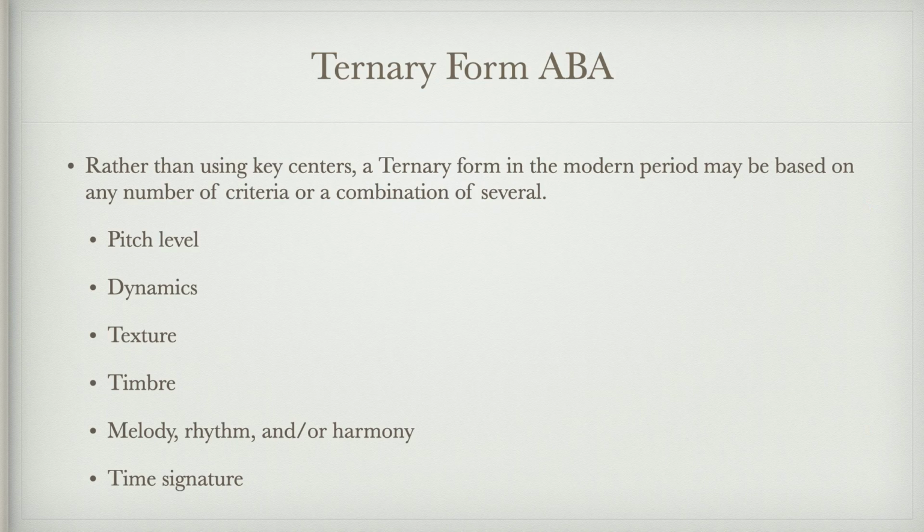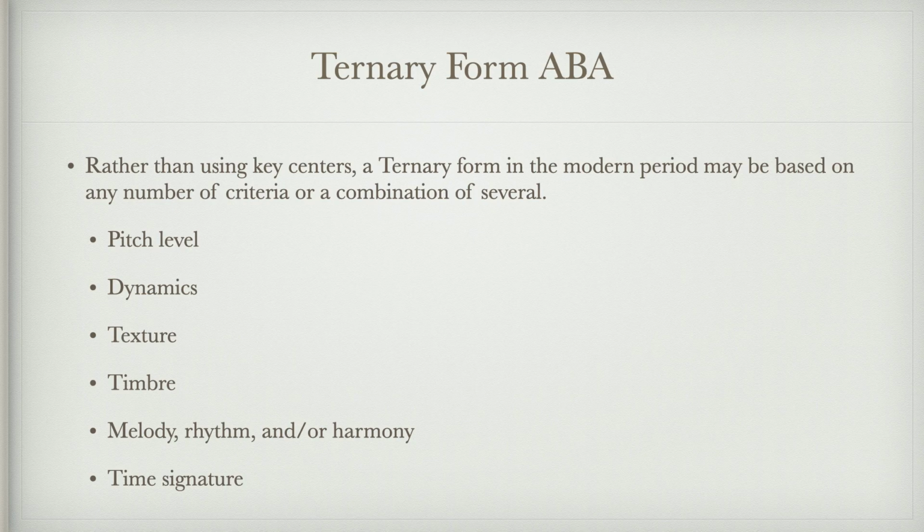So ternary form, of course, uses an ABA structure. That final A section would probably be like an A prime. It's usually modified in some way. But rather than using key centers, a ternary form in the modern period may be based on any number of criteria or a combination of several criteria. So instead of key centers, you might just use pitch level. Maybe the A sections will both start on the pitch E, and the B section will start on a B flat. Pitch level can be used instead of key centers all of a sudden.